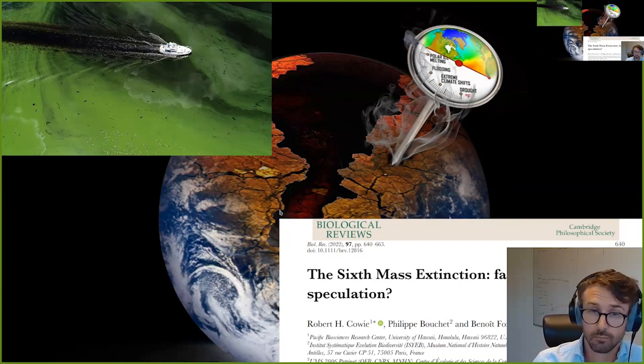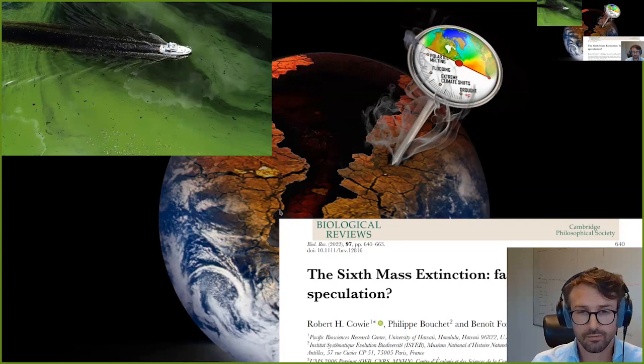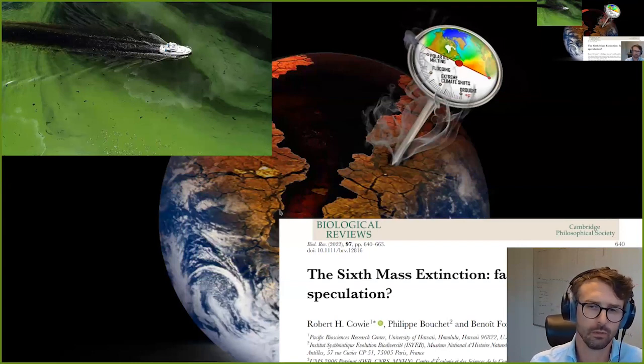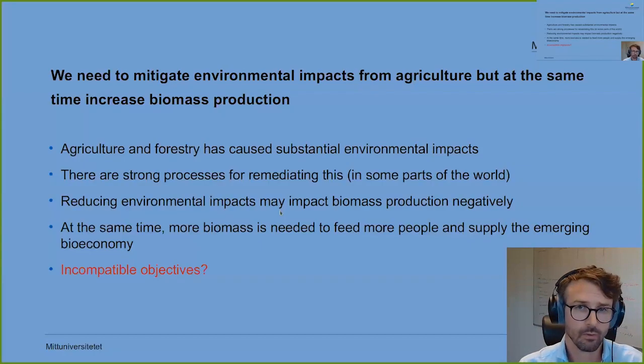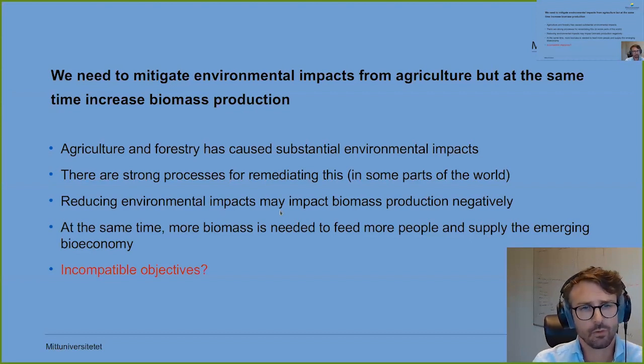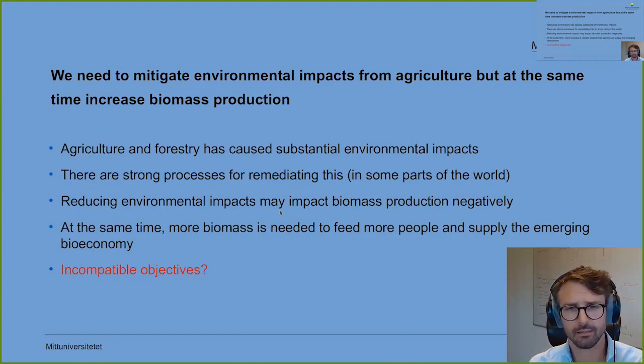And then recently, in the last decade or so, we have almost discovered that we have a problem with biodiversity. People argue that we are in the sixth mass extinction, and that can be explained by the way we use the land. So I have no idea why this slide is blue, but never mind. Basically, agriculture and forestry has caused substantial environmental impacts. And of course, there are processes to remediate this, at least in some parts of the world, but most of those measures imply reducing biomass production, setting aside land, etc.